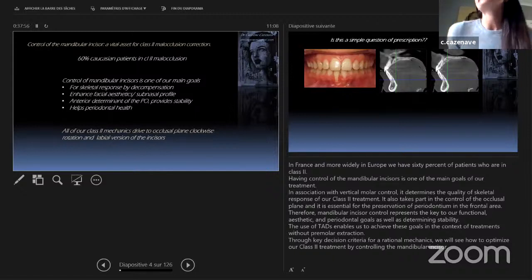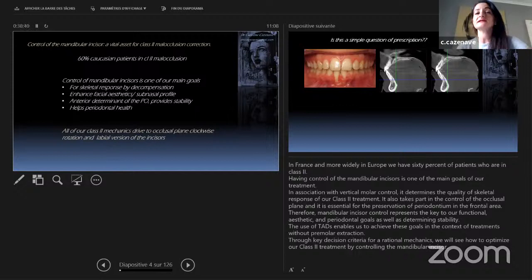In France and more widely in Europe, we have 60% of patients who are in class 2. Having control of the mandibular incisors is one of the main goals of our treatment. In association with vertical molar control, it determines the quality of skeletal response of our class 2 treatment. It also takes part in the control of the occlusal plane, and it's essential for the preservation of the periodontium in the frontal area.